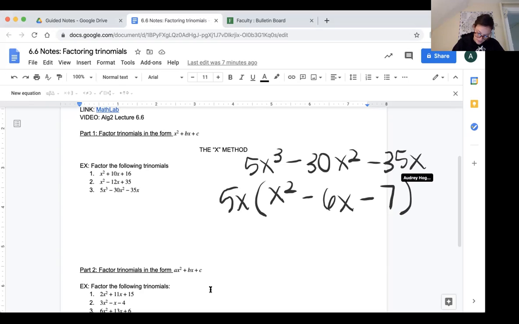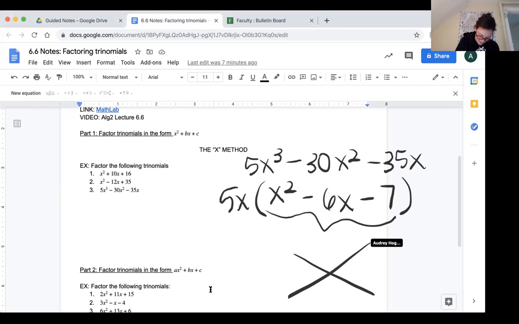Okay, and so now this is the trinomial that I want to factor. So I'm going to draw my x, and I'm going to think to myself, okay, I'm going to have 1 times negative 7, which gives me negative 7. And then down here, I'm going to have my coefficient of x, negative 6. So I want something that multiplies to negative 7 and adds to negative 6.